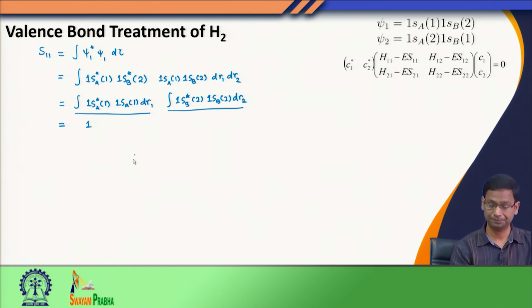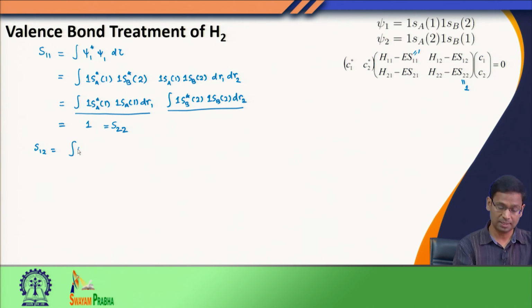What about this term? This is again 1sB, the eigenfunction corresponding to the hydrogen atom B. So, they are also individually normalized, and therefore this overlap also is 1. So, I get my S11 as simply 1. This term comes out to be 1, and similarly you should try to show that S22 would also come out as 1.